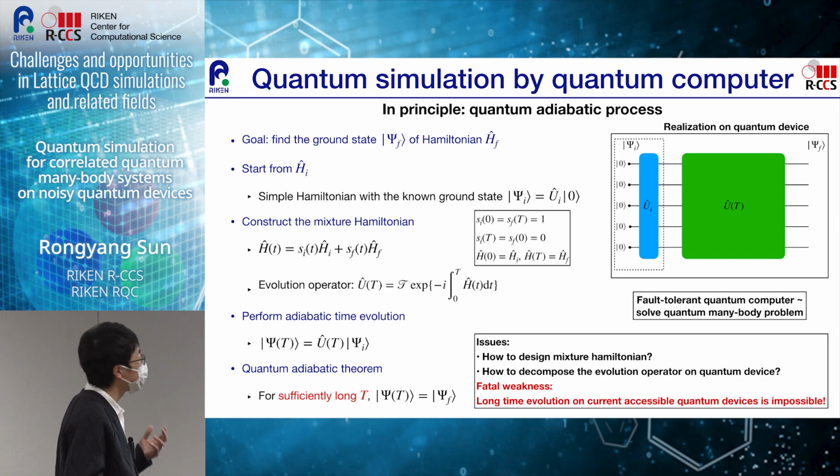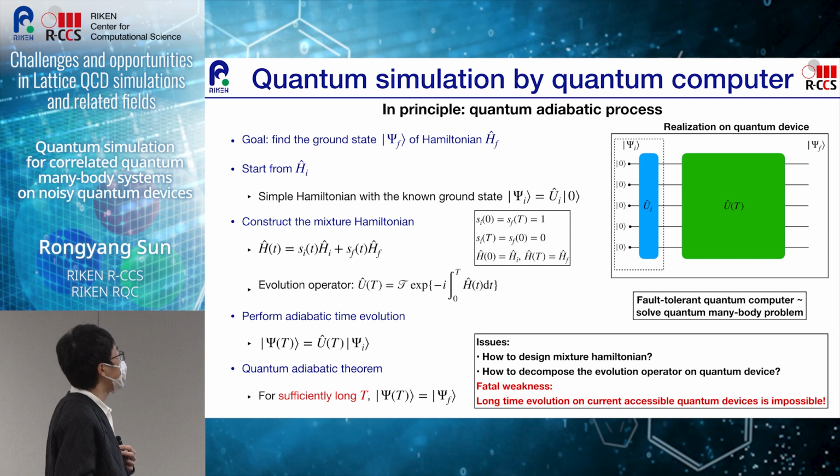Then you can construct a mixture Hamiltonian, which is a time-dependent Hamiltonian. At time equal to 0, it equals the initial Hamiltonian H_I, and at time equal to big T, it goes to the Hamiltonian H_F. Based on this time-dependent Hamiltonian, you can create the time evolution operator. You can use this unitary operator to operate on the initial state psi I, and finally you get the state psi of big T.